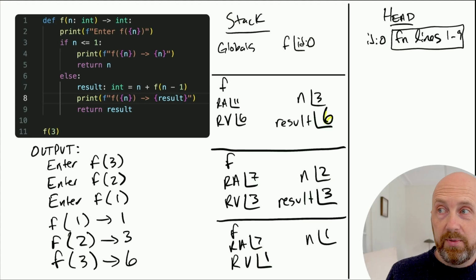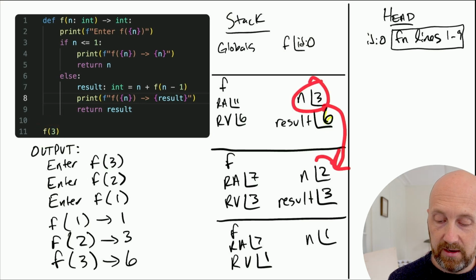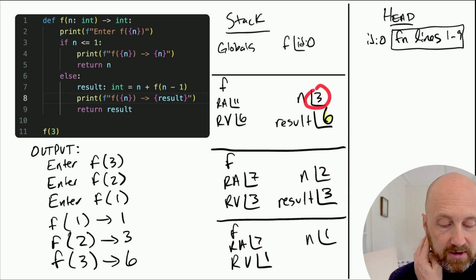Now, what I hope is interesting here is notice what's going on, right? This pattern is playing out in an interesting way. We initialize this call with f of 3, right? 3 led to this call where n was 2, led to this call where n was 1. That was our base case. And then we returned 1, and then we returned 2 plus 1, and then we returned 3 plus 3, right?